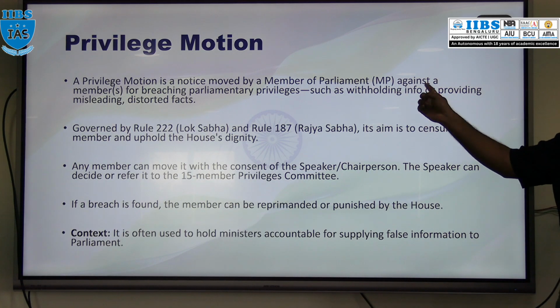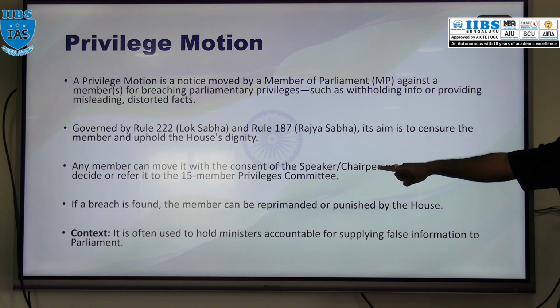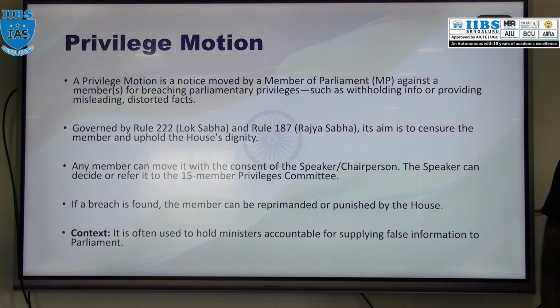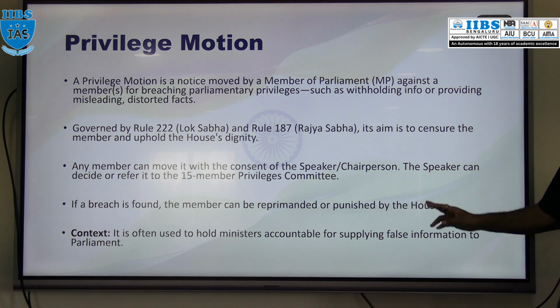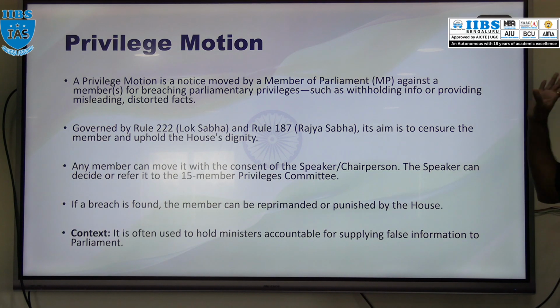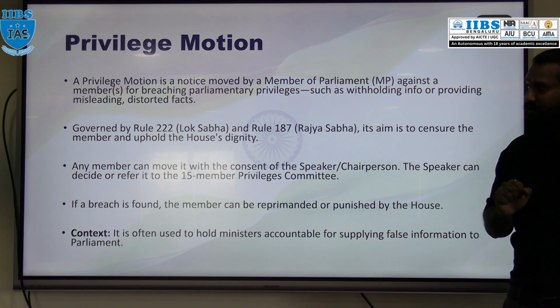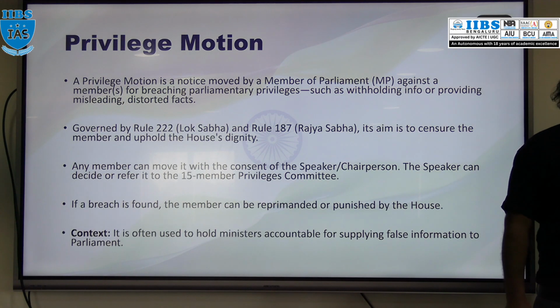If that member is found guilty of breaching the parliamentary privileges, then that member can get a punishment, expulsion from the house, or imprisonment. Generally this privilege motion is issued against ministers, so that the minister will be accountable and provide accurate, correct information, rather than false information or information which can mislead the house. Got it? So this is privilege motion.